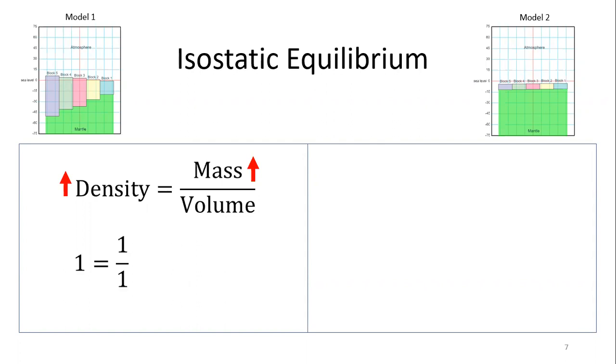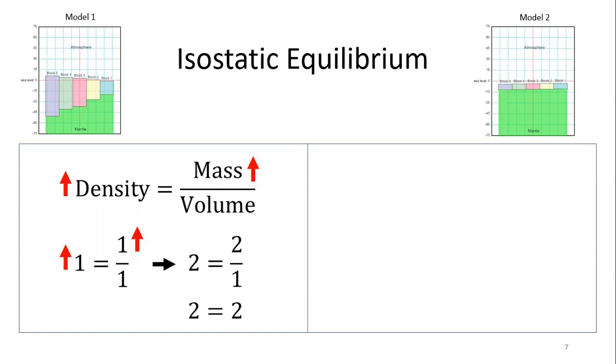It helps to think of the density formula as a 1-to-1 ratio, where 1 equals 1 divided by 1, or 1 equals 1, which is a mathematical equation in equilibrium. Thus, if you double the mass while holding volume constant, then you double the density. You can use this line of reasoning to explain your answers in your lab assignment in terms of the changes that occur in density, mass, and volume, and how they affect isostatic equilibrium.